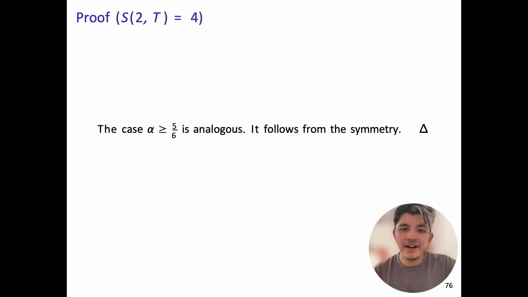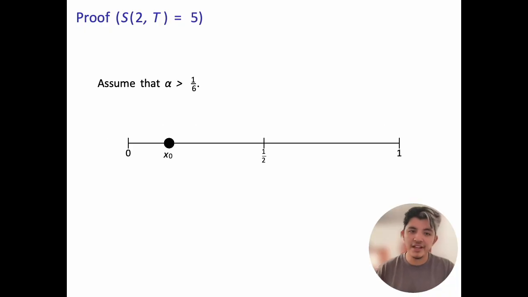The case of alpha greater than or equal to 5/6 is analogous to the previous case, and this follows from the symmetry theorem. Easy, right?